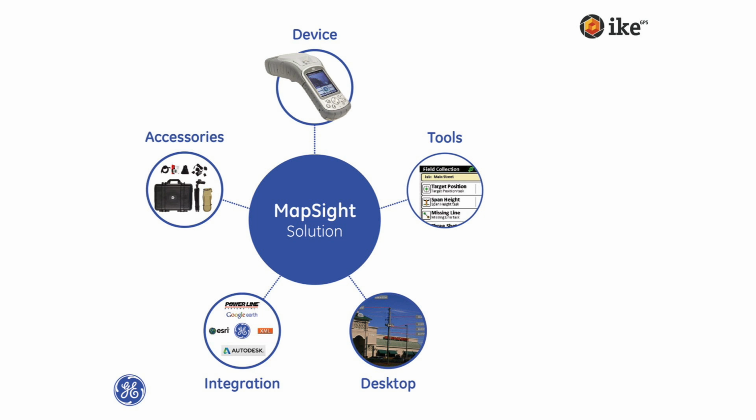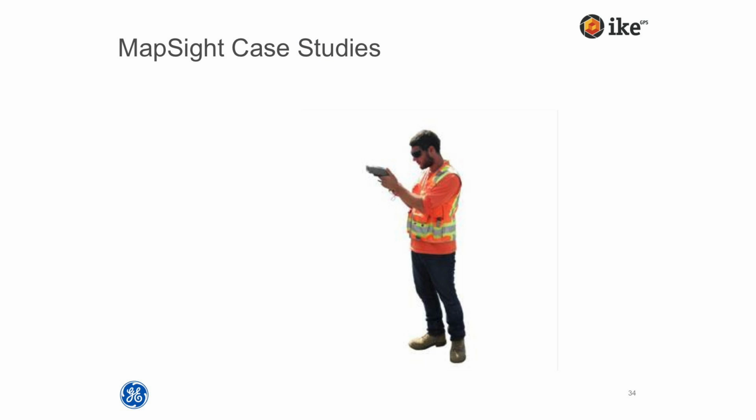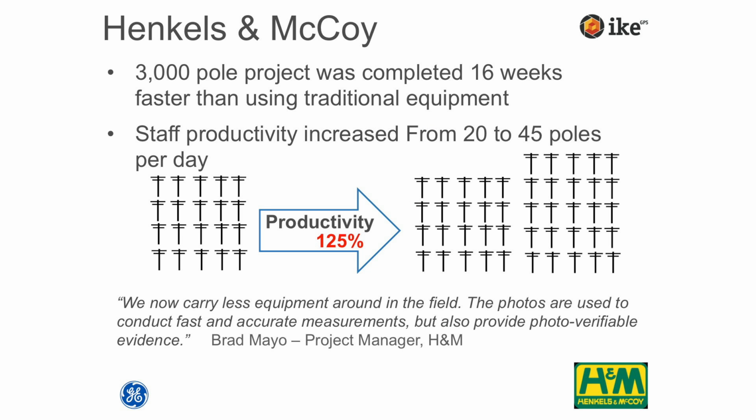So now just to revisit the solution, the device, we've shown you the tools, we've shown you the desktop, show you some capabilities with integration on the Earth side, and then also, of course, the device itself, or the actual outfitting of the device. So now let's get into some real live case studies of why people actually bought this technology, and more important, what results they've seen from it. So the first one we're going to look at is Hinkles and McCoy.